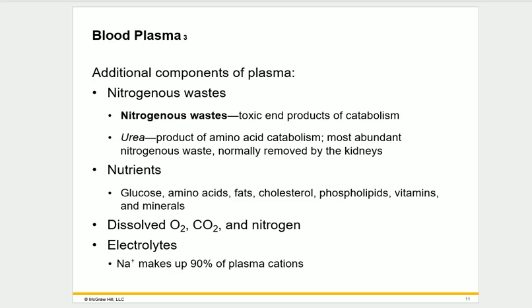It also transports nutrients absorbed by the digestive tract, including glucose, acids, fats, cholesterols, lipids, phospholipids, vitamins, minerals. It transports dissolved oxygen, carbon dioxide, nitrogen. The dissolved nitrogen typically doesn't have a big physiological role in the body, but electrolytes, so this is an important piece. Sodium ions constitute about 90% of plasma cations. So what does this mean? So this means sodium is more important than any other solute in the osmolarity of blood, right?